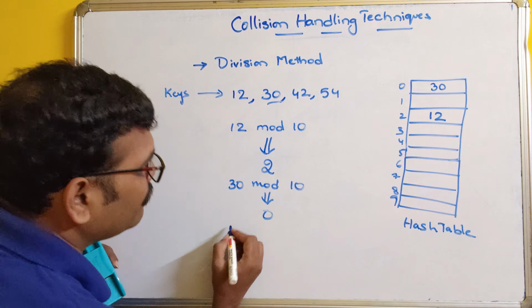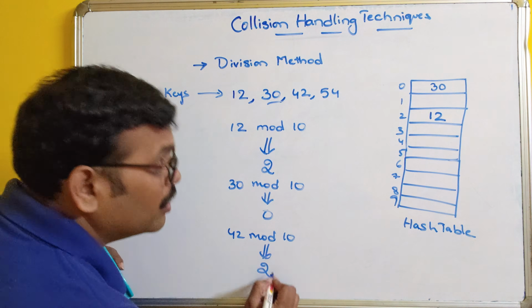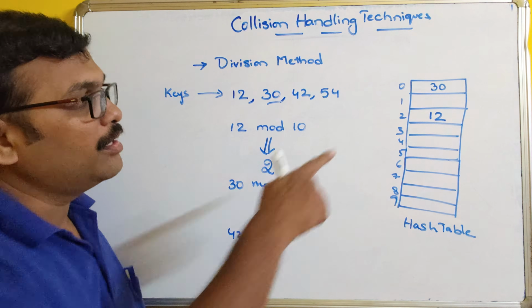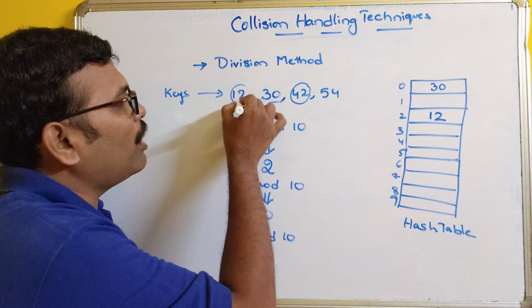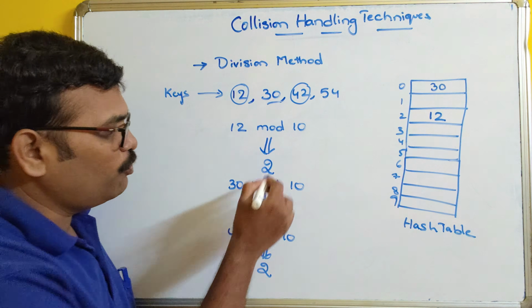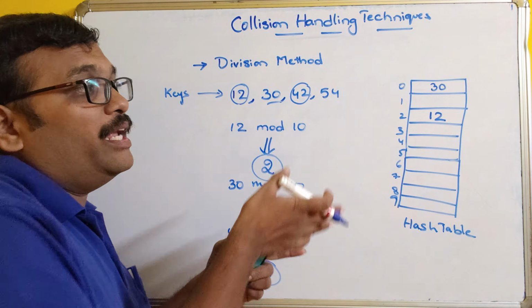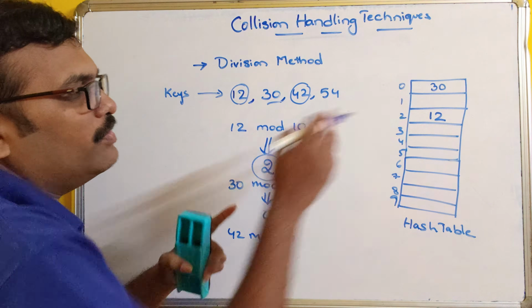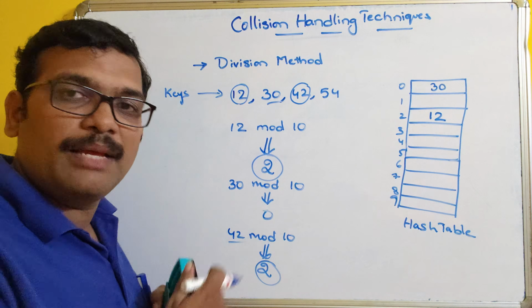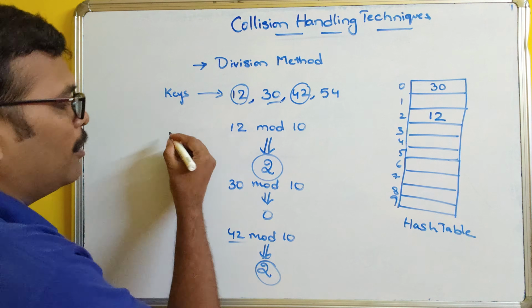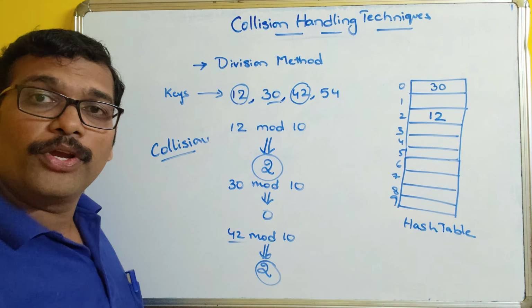Coming to the third one, 42 mod 10, which gives the result as 2. So already the element is available in index 2. So for the elements 42 and 12, the hash code is same. What is the hash code? 2 is the hash code for both 12 and 42. So which should be stored in that memory? Already 12 is available. Where should this 42 be stored? Because it is also having the same hash code. This type of problem, we call it a collision.